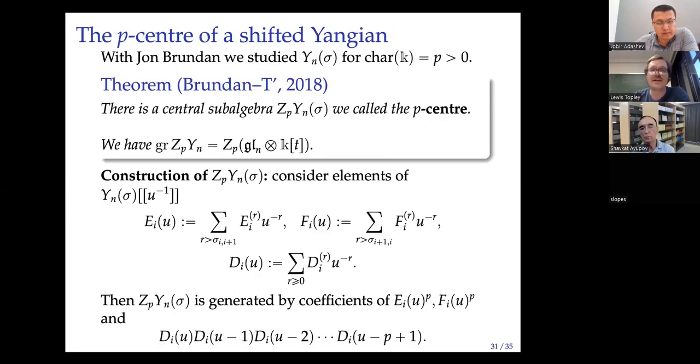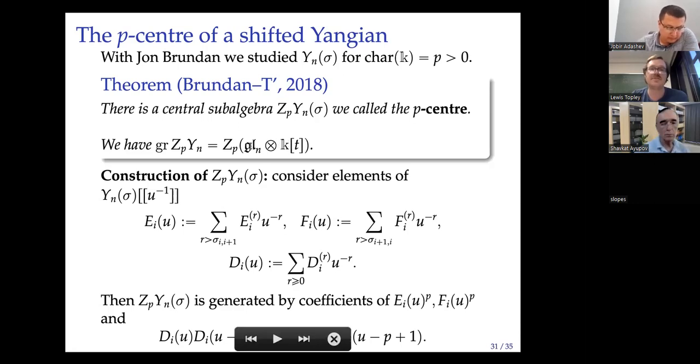So they have a big presentation, and they were studied by a lot of people in characteristic 0, but I made the first study in characteristic p with John Brundan, and what we did was we lifted the p-center of this restricted Lie algebra. So we constructed a p-center inside this shifted Yangian, which lifts the p-center on the enveloping algebra of this particular restricted Lie algebra.